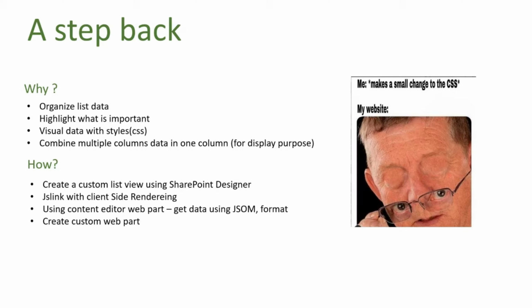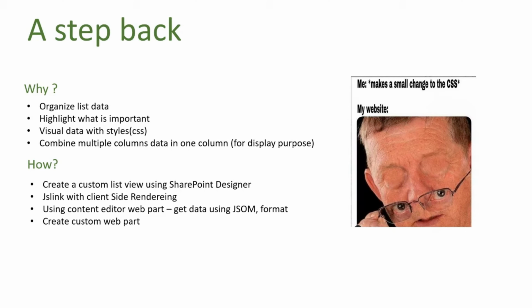Then there was JS link with client-side rendering. Many of us might have been using JS link. Whenever you are adding the view to the page, it gives you an option to provide a reference to the JS link file. In the JS link file, you write some callback event methods which allow you to override the client-side rendering. You can capture how the columns are being rendered, and rather than displaying it in the simple style which out of the box provides, it can be overridden using your custom HTML.